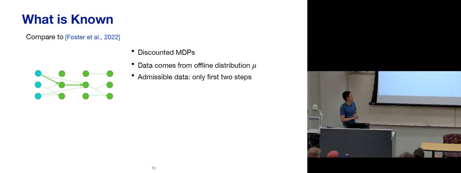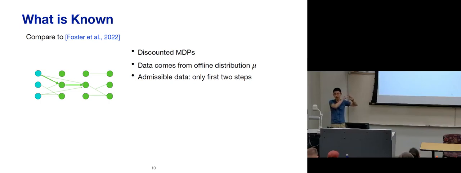Here, actually, in Foster et al. 22, the first thing they assume is discounted MDPs. And they assume that the data comes from some offline distribution mu. The other thing is they mention that their results can apply for the admissible data. But this admissible data only considers the first two steps. As we can show in the left figure, they only consider the first layers.